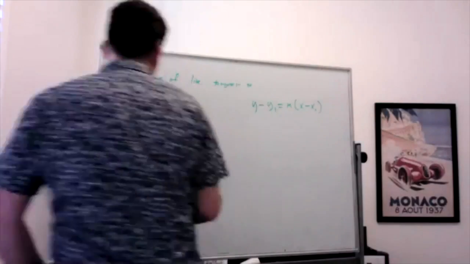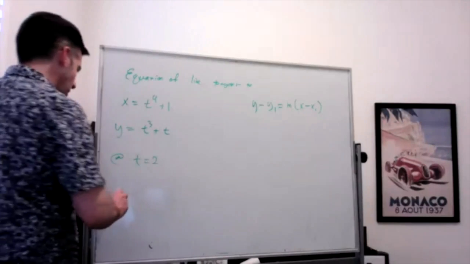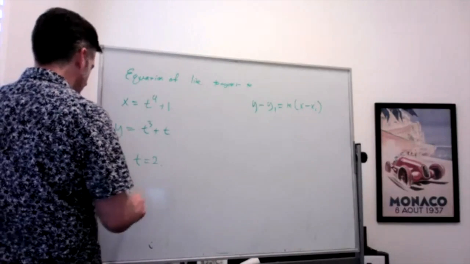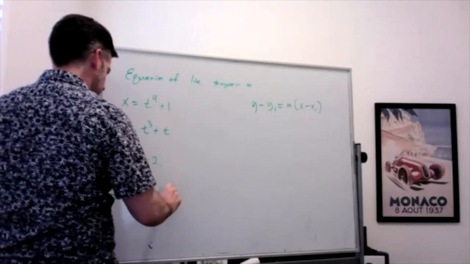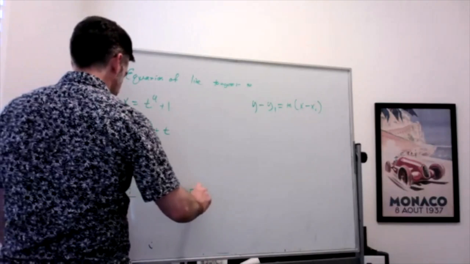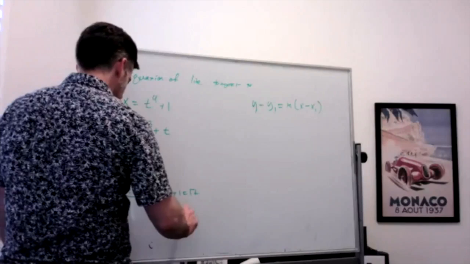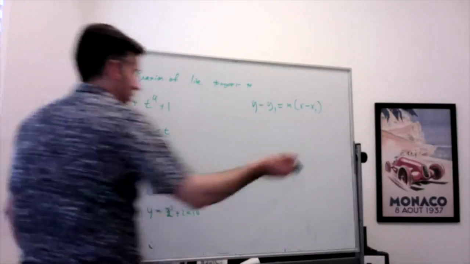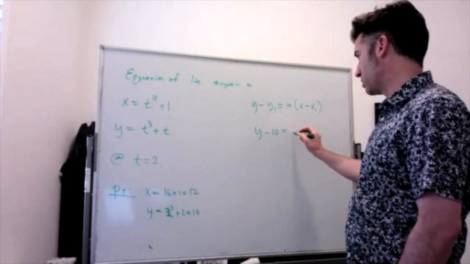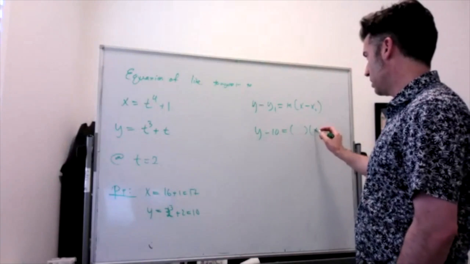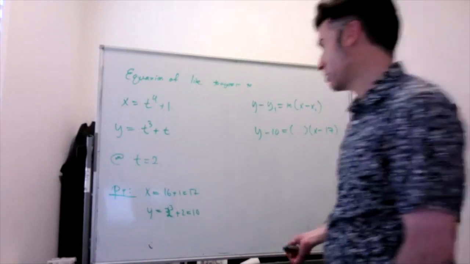Except it's a little more complicated because we have to find our derivatives parametrically now. So our point, before we even find the derivatives, is x equals 2 to the 4th plus 1, which is 17, and y is 2 to the 3rd plus 2, which is 10. So the equation of our line is y minus 10 equals whatever our slope is times x minus 17. Now we just have to find the slope.